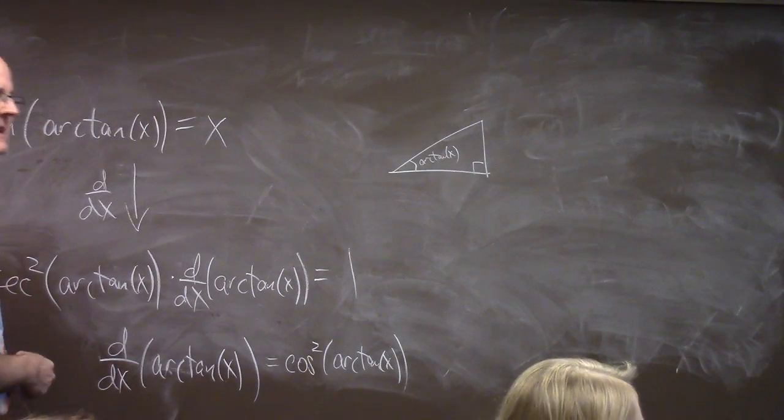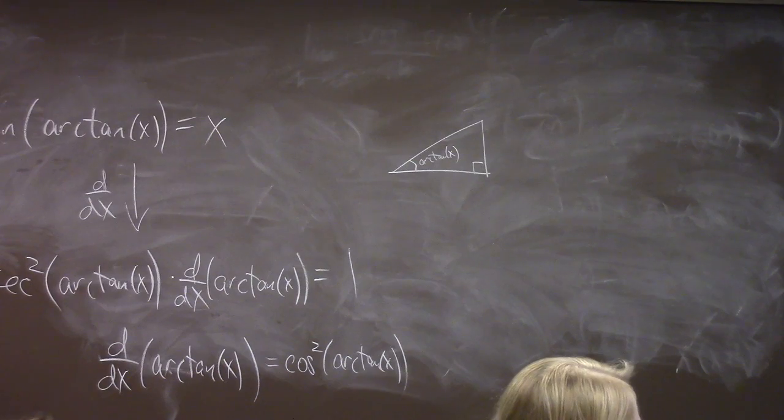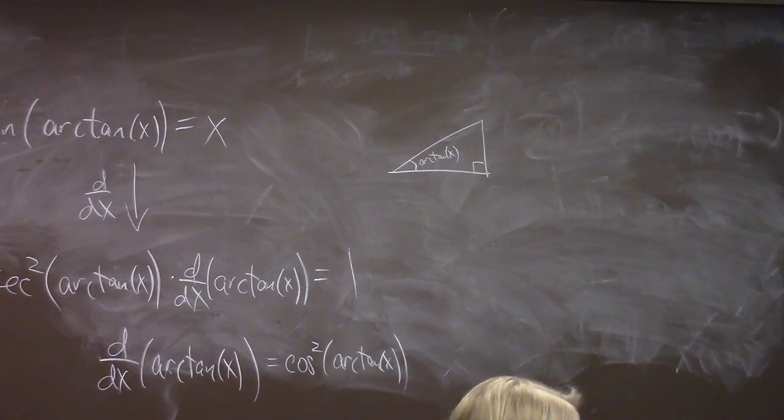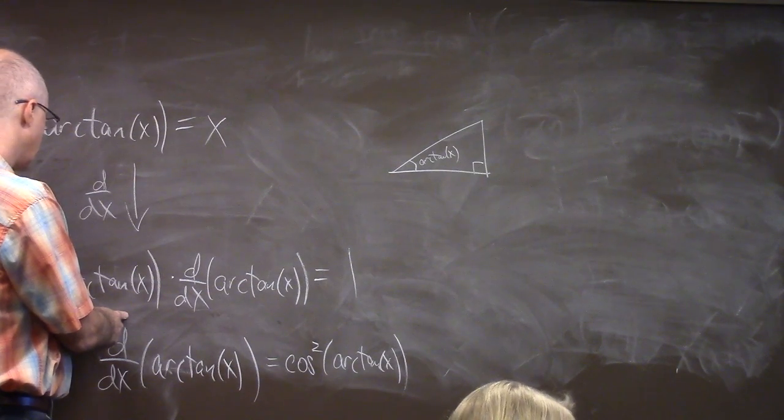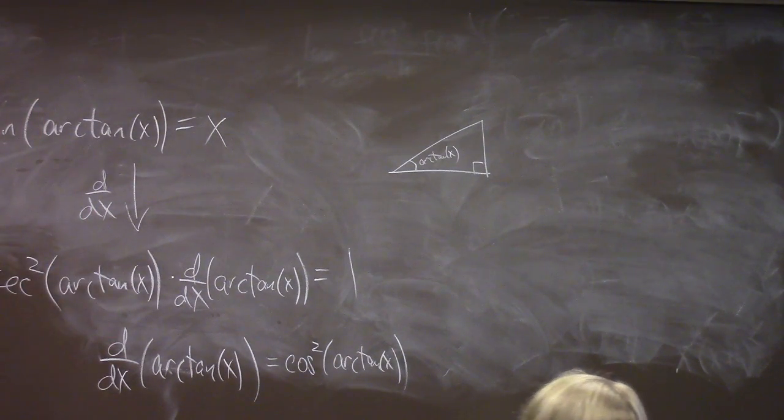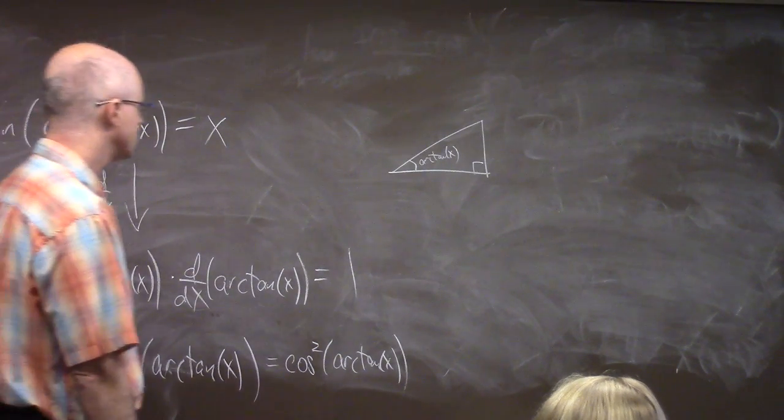With the 1 over, but the secant is 1 over cosine. Because the secant's 1 over cosine, but the arctan, wouldn't that still be under the 1? No, you're plugging it into the secant squared function. So it's still got to be input for the cosine squared function.